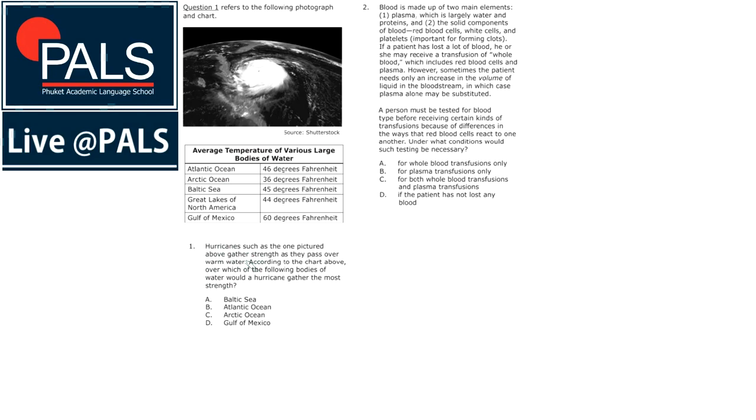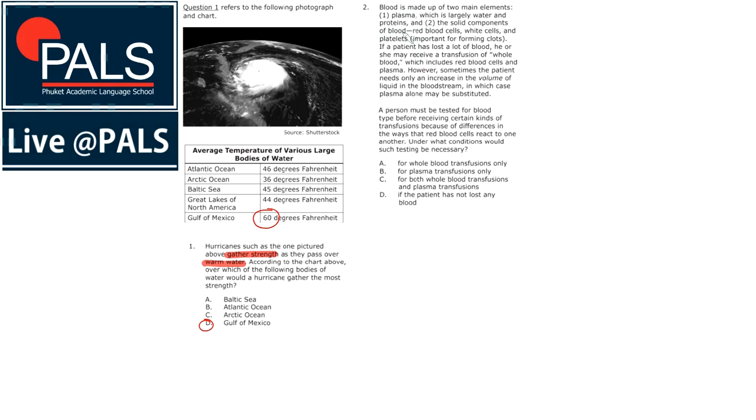First question, hurricanes such as the one pictured above gather strength as they pass over warm water. They get stronger as they pass over warm water. According to the chart above, over which of the following bodies of water would a hurricane gather the most strength? So we check which one has the highest temperature. We can see that is the Gulf of Mexico, so the correct answer here is D.